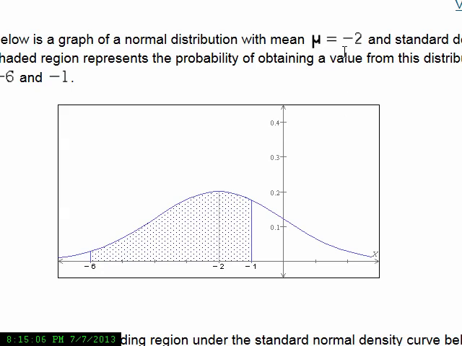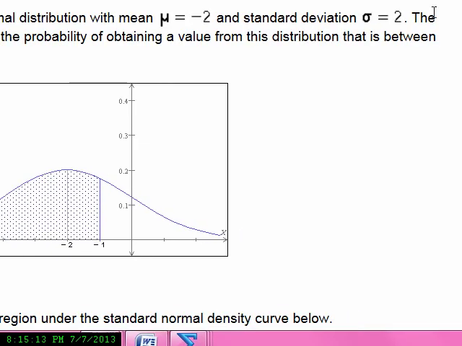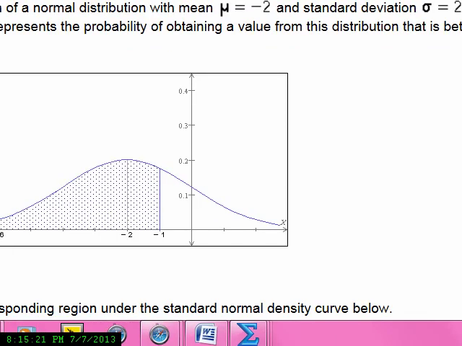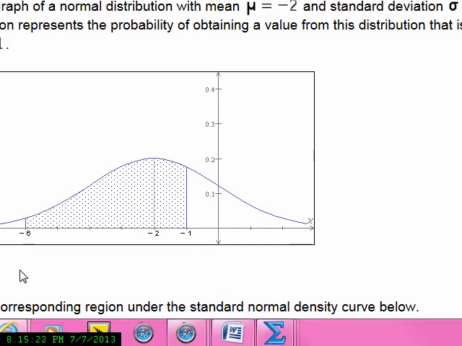So not mu equal to -2 and a standard deviation of sigma equal to 2. So what we need to do is find the z-score for this -1 and then also find the z-score for the -6. So let's do that real quick.